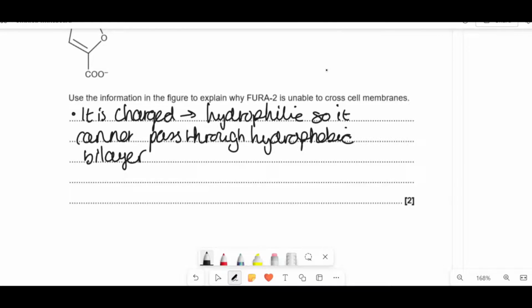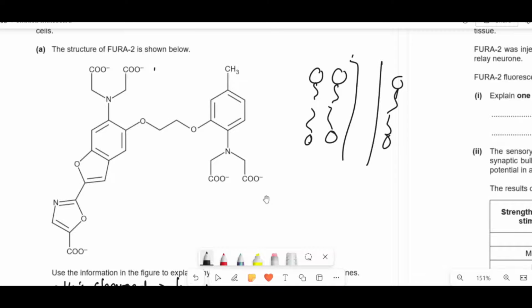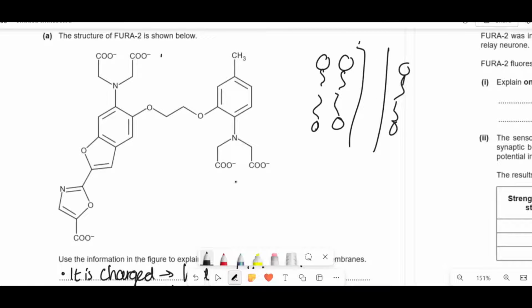Additionally, if you wanted, you could also say that it's a pretty big molecule compared to glucose, which is one singular 6-carbon thing, and even that can't get through. Or compared to water, which is teeny, and oxygen. This is huge. So you could talk about size as well.